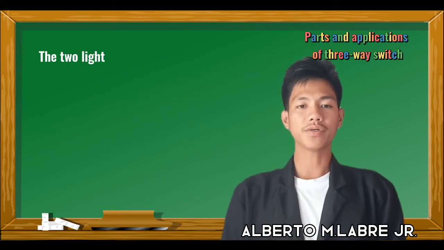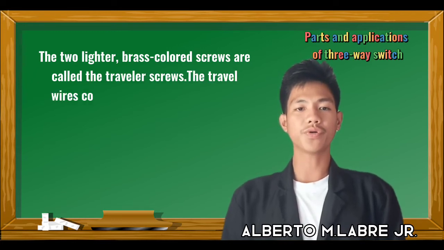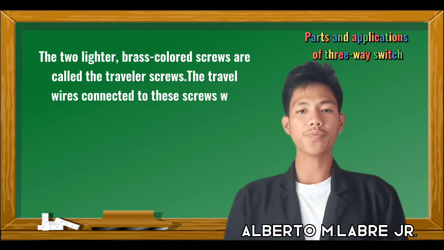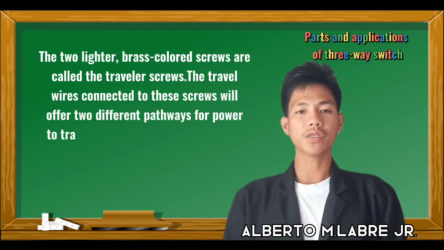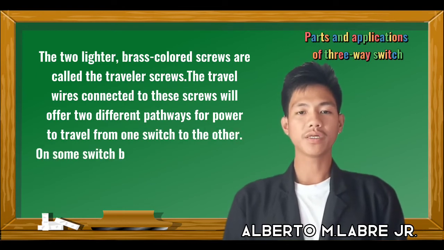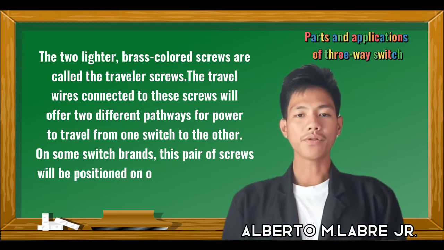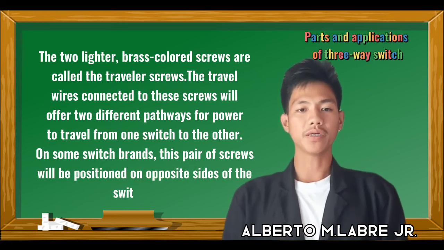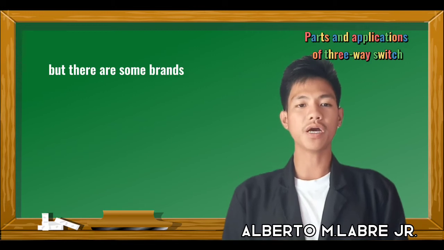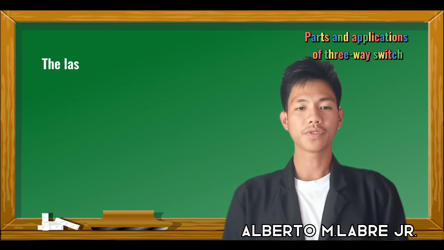The two lighter rust-colored screws are called the traveler screws. The traveler wires connected to those screws will offer two different pathways for power to travel from one switch to another. On some switch brands, this pair of screws will be positioned on opposite sides of the switch body, but there are some brands in which the traveler screws are on the same side of the switch.